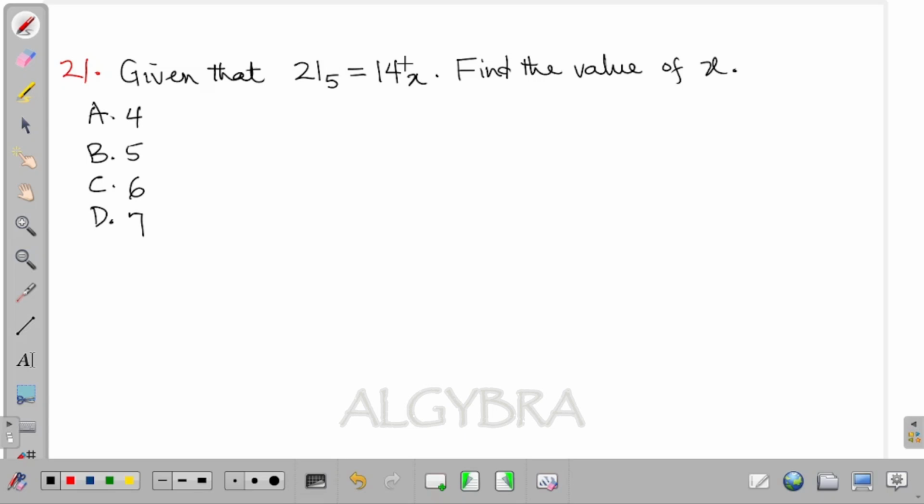So in today's video we are going to go through question 21 of the WAEC 2025 objective mathematics question. So we have here that given that 21 in base 5 is equal to 14 in base x, find the value of x. Option A is 4, option B is 5, option C is 6, option D is 7.